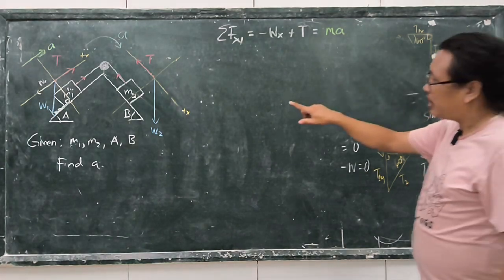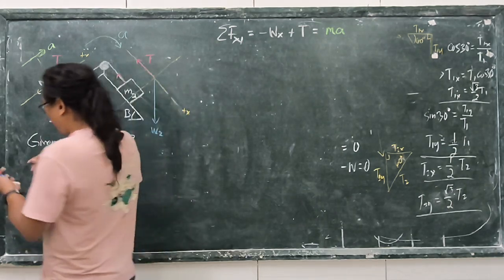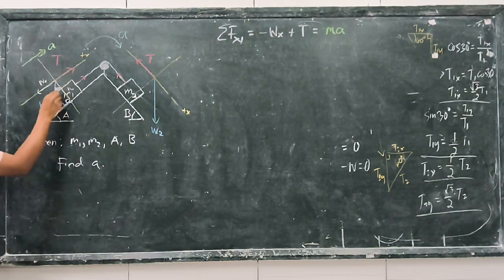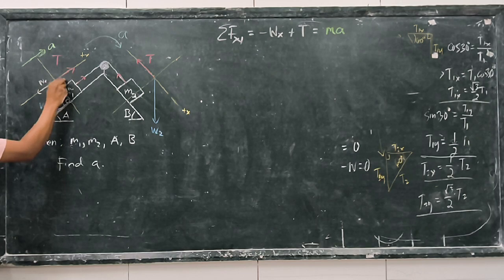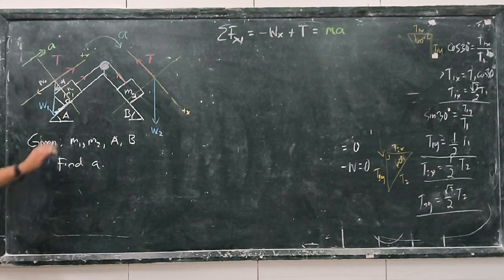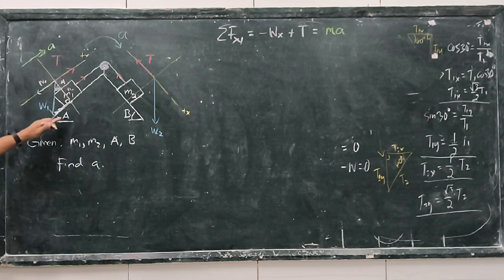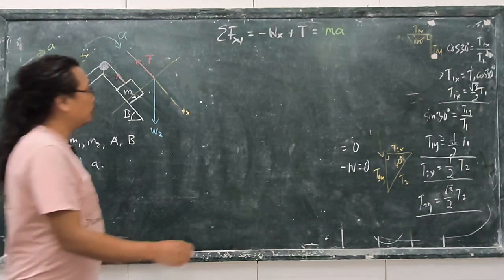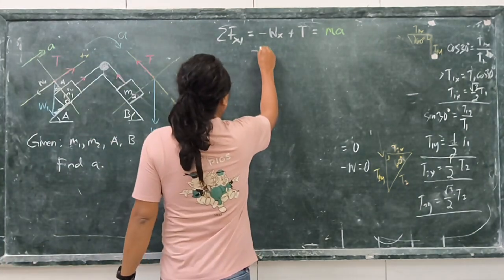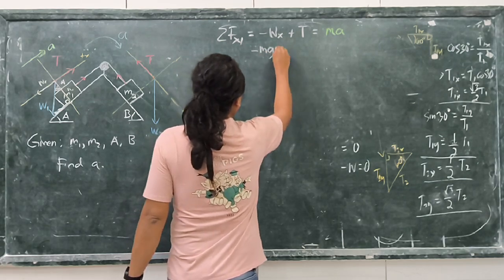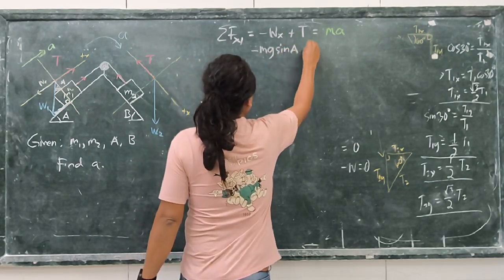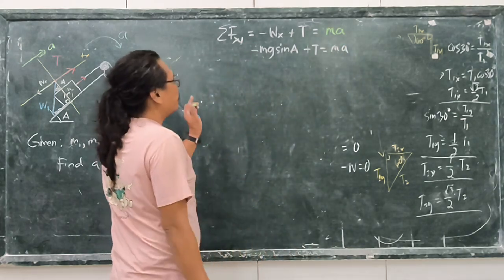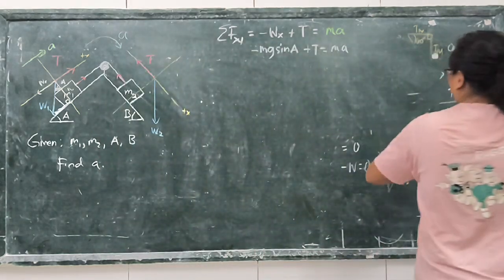But what is weight x? Well, if this is a, then we already know that this angle is also a, and that is also a. So this is just sine of a. This is mg sine a, right? Weight sine a. So this is minus mg, which is the weight, sine of the angle a, plus T equals ma. Now here we can express T in terms of a.